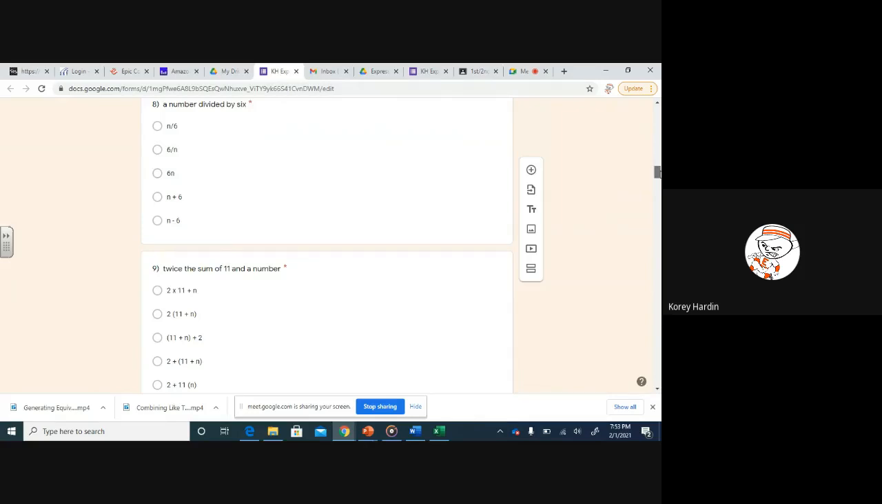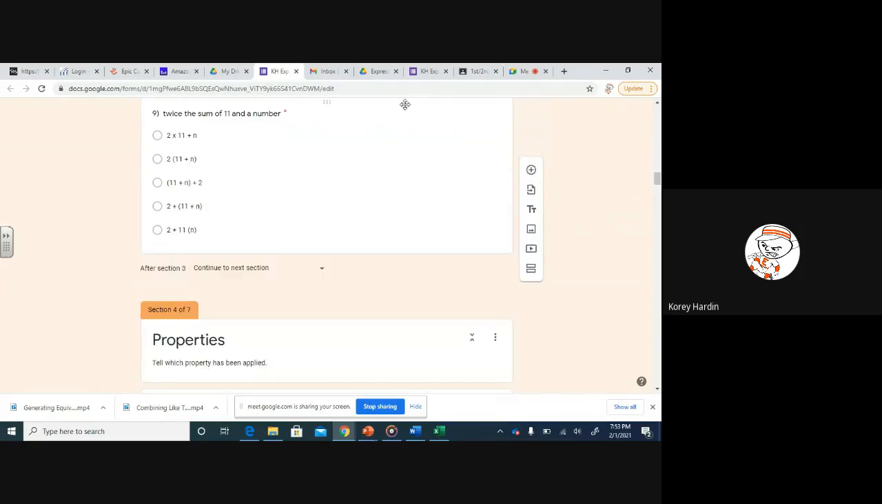Number 9, twice the sum of 11 and a number. So 2 times 11 plus n, 2 on the outside times 11 plus n inside of parentheses, 11 plus n inside of parentheses plus 2, 2 plus 11 plus n inside of parentheses, or 2 plus 11 times n.